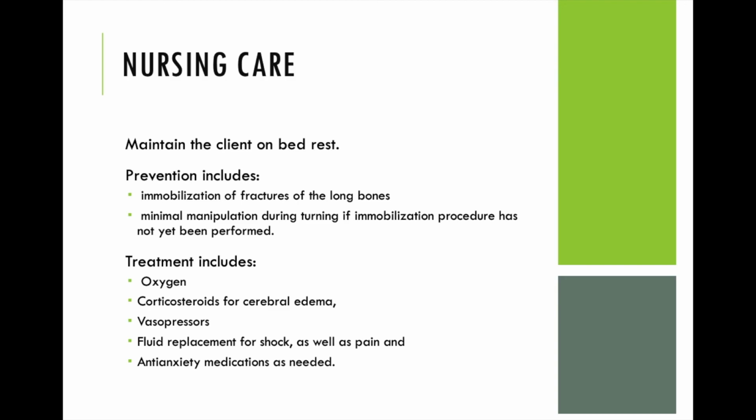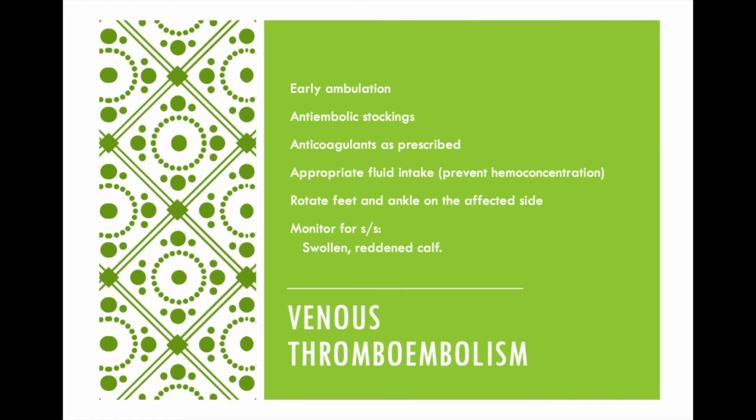Okay, so your nursing care for fat embolism is that you want to maintain the patient on bed rest and prevent this from happening, which is immobilization of fractures of the long bones. And then for the patient that gets a fat embolism, you have to give them oxygen. You have to give them corticosteroids if they have cerebral edema, vasopressors if they have hypotension, to increase their blood pressure. You have to give them fluid replacement if they're in shock, and then anti-anxiety medications if the patient goes into an anxiety attack.